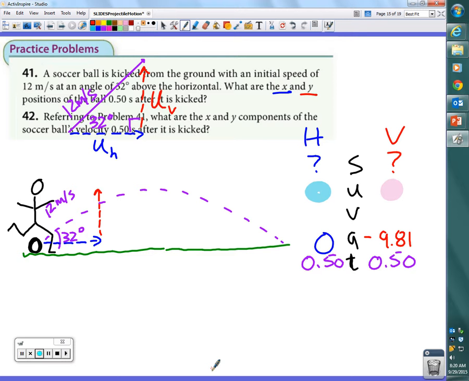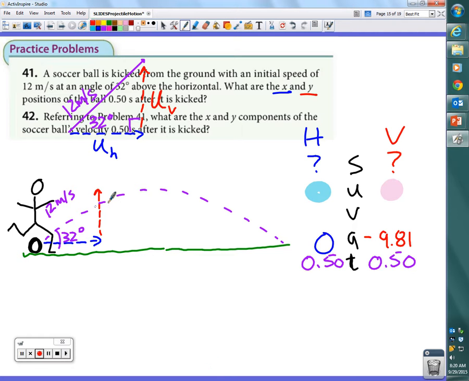So, which one do you want to do first, horizontal or vertical? Horizontal? Okay. So, the 12 meters per second is what side of the triangle? It's the hypotenuse of the triangle, right? The horizontal initial velocity will be which side of the triangle in relation to the angle that we know? It's the adjacent side of the triangle, right? Do we remember which trig function brings together adjacent and hypotenuse? Cosine, right? Okay, SOHCAHTOA, right? Do you guys know SOHCAHTOA? Some math teachers teach it that way, some math teachers don't, all right?